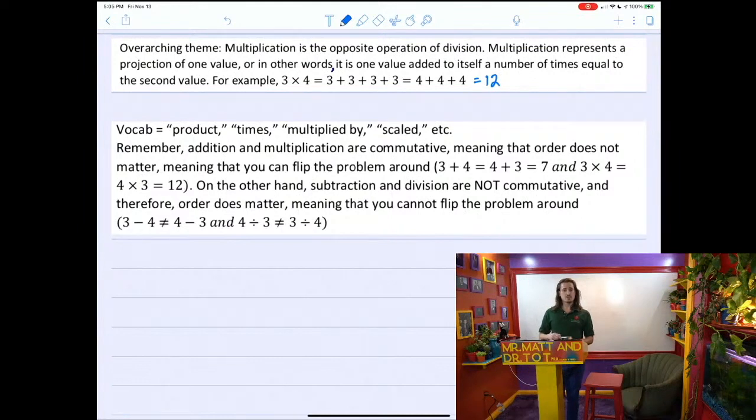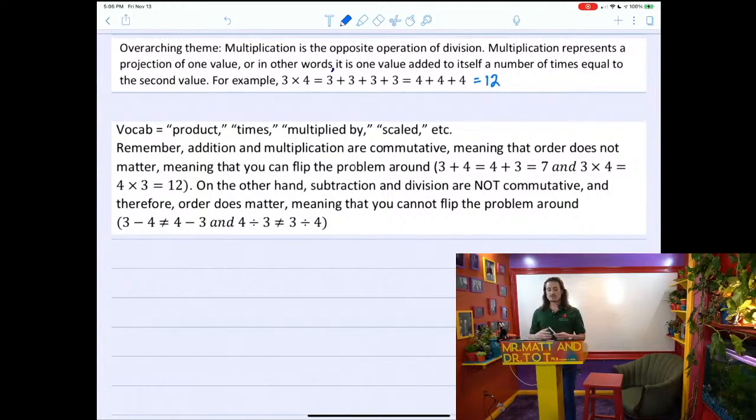Multiplication is commutative, division is not commutative. Multiplication you can flip around, so 3 times 4 is 12 in the same way as 4 times 3 is 12. Division you cannot flip around. 3 divided by 4 is 3/4. 4 divided by 3 is 4/3. Those are two separate numbers, so they don't have the same result. So order matters when it comes to subtraction and division. But again, more on that later.